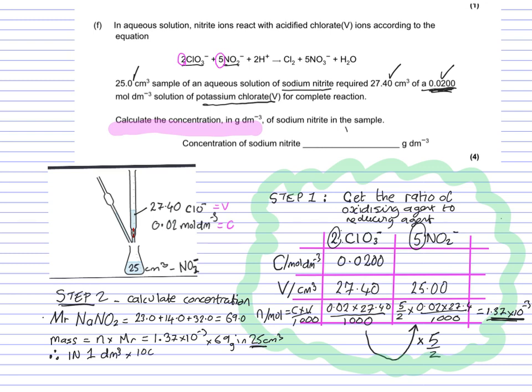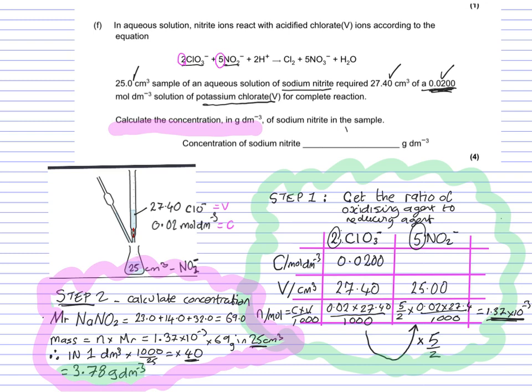In the next step, what we're going to do is take those moles and convert them into concentration in grams per dm cubed. If you're asked to work out grams per dm cubed, the first thing you need to do is work out your MR, and this is one step that students always get wrong, so it's worth double checking you've got the correct MR.